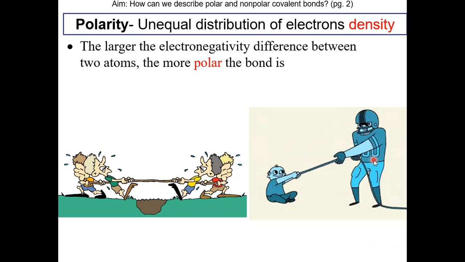But if both sides have unequal strength, for example, one side is much stronger than the other side, we call that a polar bond. One side has more of the rope than the other side. In a polar bond, the two atoms have unequal sharing of the electrons. The more electronegative atom will pull the electron density closer to it.